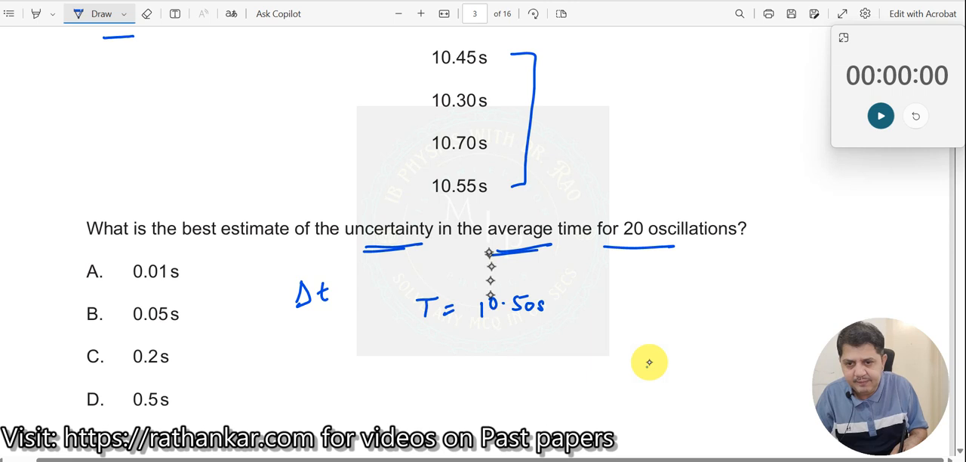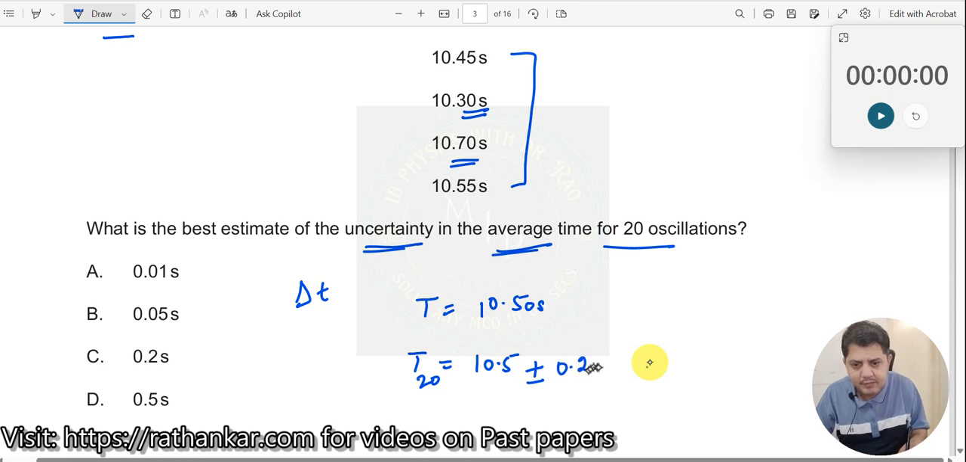Now you see what is the maximum value here, 10.7. What is the minimum here, 10.3. So how do I write now? I can now write the average for time. It's not time period, this is the average time taken for 20 oscillations. I'll write T20 is equal to 10.5 plus or minus 0.2 seconds.